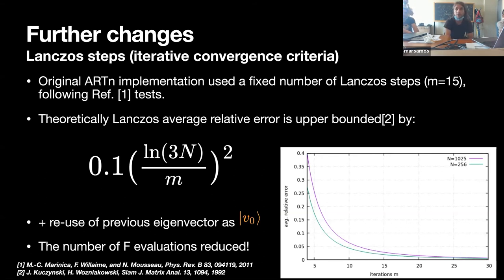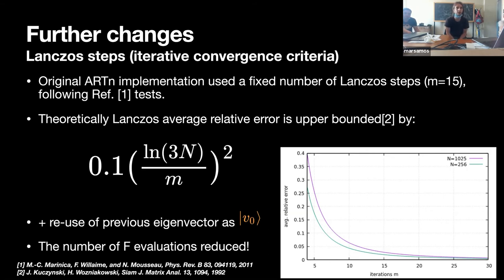However, the algorithm is iterative. So it means there could be convergence already on earlier steps. For example, it could already be converged at step number 10. And since each iteration is essentially an evaluation of the force, we would like to be able to save as many force calculations as possible, so to stop the algorithm already when we are converged. This is the reason we have set up the convergence criterion.